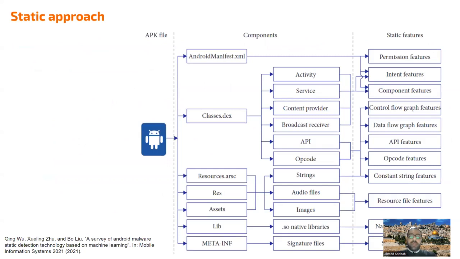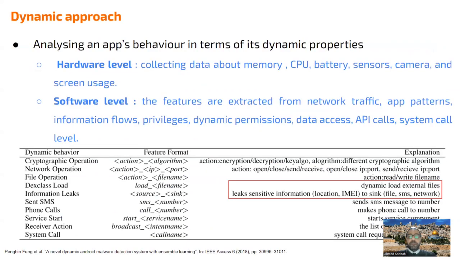In this paper, this figure shows all the resources, and by combining the resources we can use them as a static feature for malware detection. For the dynamic analysis approach, we analyze an application's behavior in terms of its dynamic properties. We have two levels of the dynamic approach: hardware level and software level. On the hardware level, we monitor collected data about memory, CPU, battery, sensor, camera, and so on.